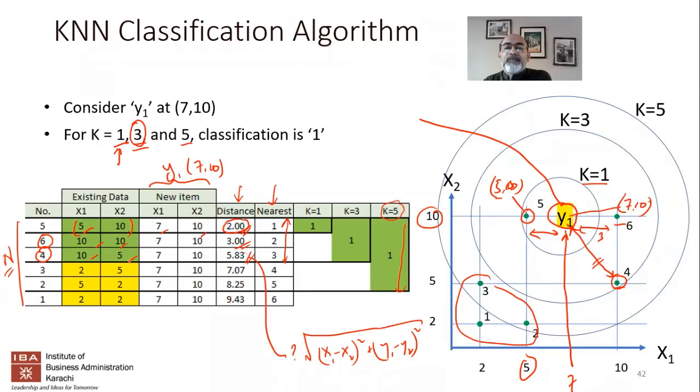So these are all the ones which were classified as a 1. So it would still be classified as a 1. Here it was also classified as a 1. If you look at k is equal to 5, this would also be classified as a 1.